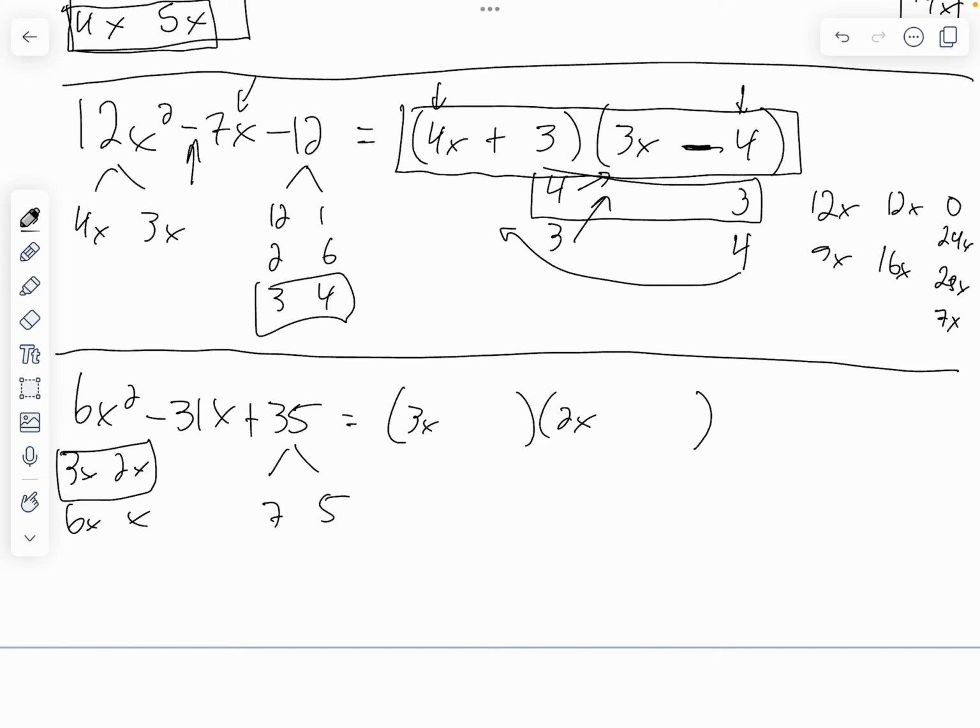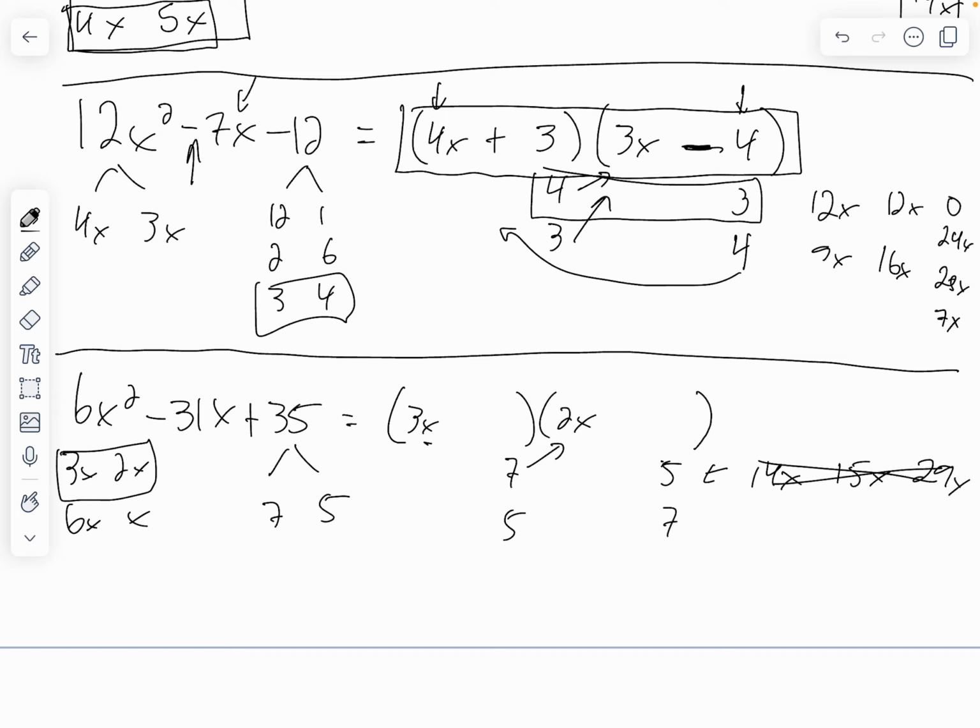It could be 35 and 1, but 35, if I put a 35, look at this, in either one of these places, I'm either going to get 35 times 2, which is 70, or 35 times 3, which is 105. No way either of those is going to get me to 31, which is that middle term. So probably going to be 7 and 5, so it could be 7 here and 5 here. It could be 5 here and 7 here. If I do the first one, 7 times 2, let's do that, 14x. 5 times 3 is going to give me a 15x. That could add to 29x, which is close to 31, but no good.